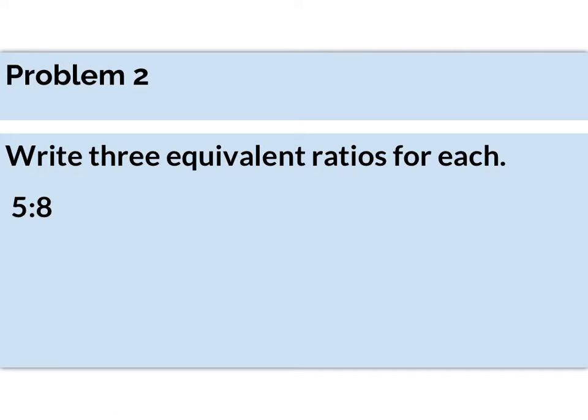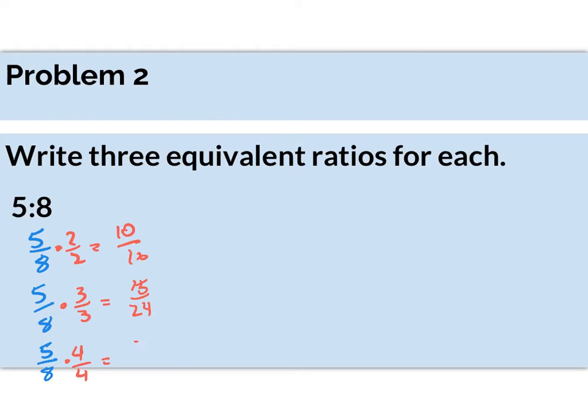Okay, again, 5/8. If we multiply by 2 over 2, we get 10 over 16. Multiplying by 3 over 3, we get 15 over 24. And multiplying by 4 over 4, we get 20 over 32.